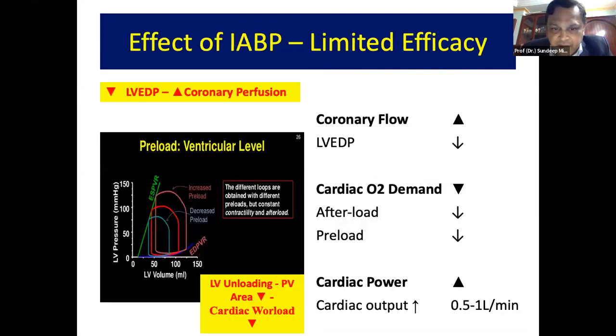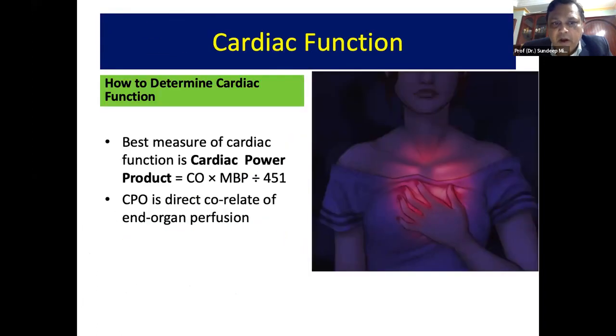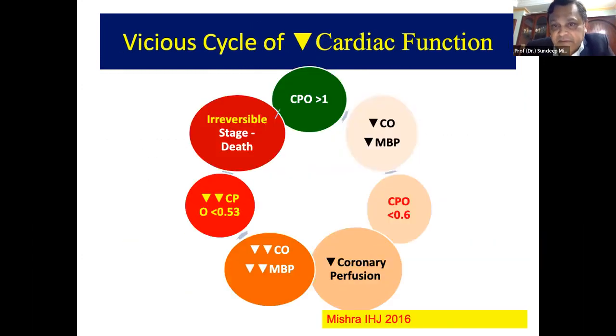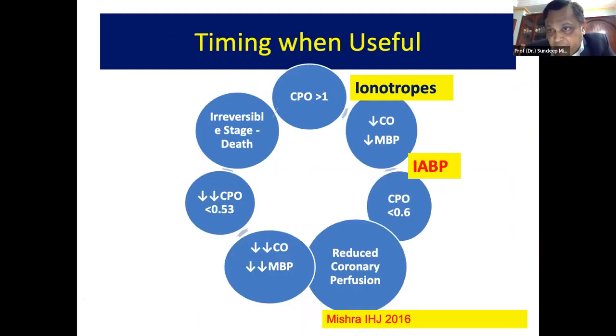I will again show you. It's a factor that is a multiplication of cardiac output and mean blood pressure divided by 451. So basically a product of cardiac output and mean blood pressure. This is the work power of the heart. It is the function of the heart. And therefore, when this work power starts falling, which is exactly what we are talking about in cardiogenic shock, you have to start therapies at a specific point.